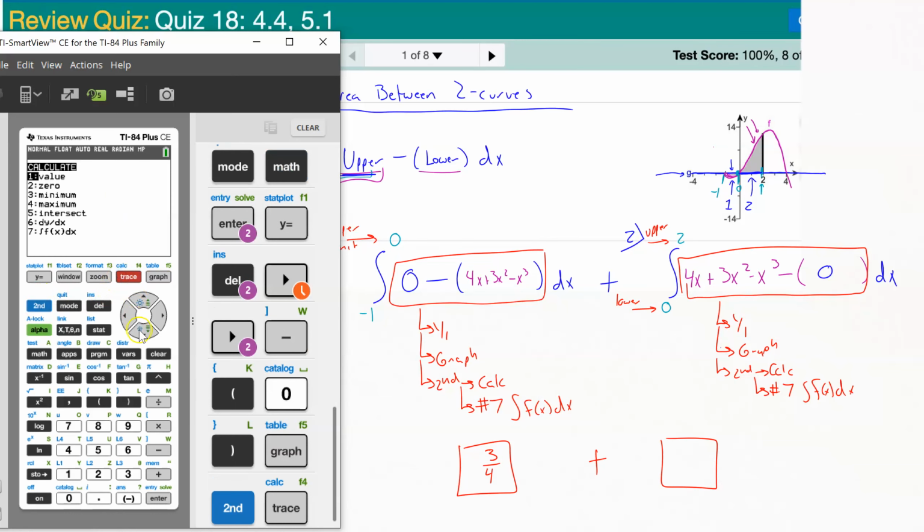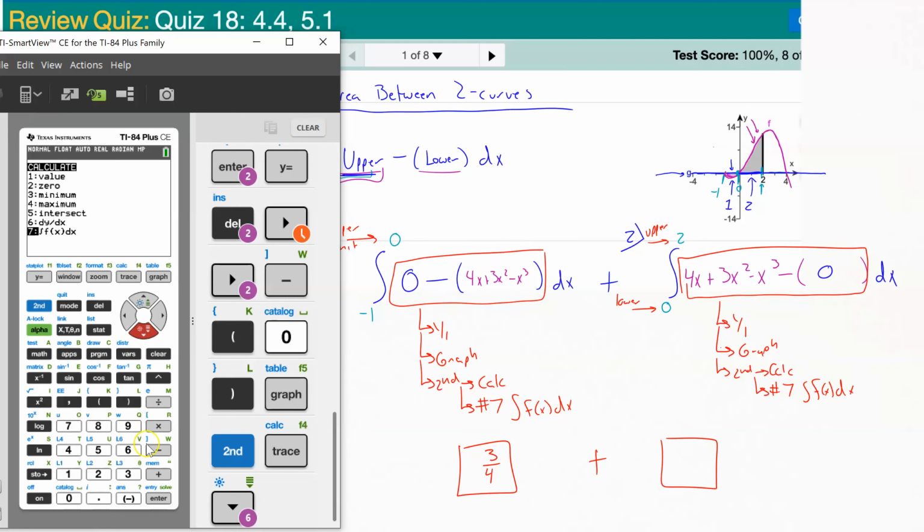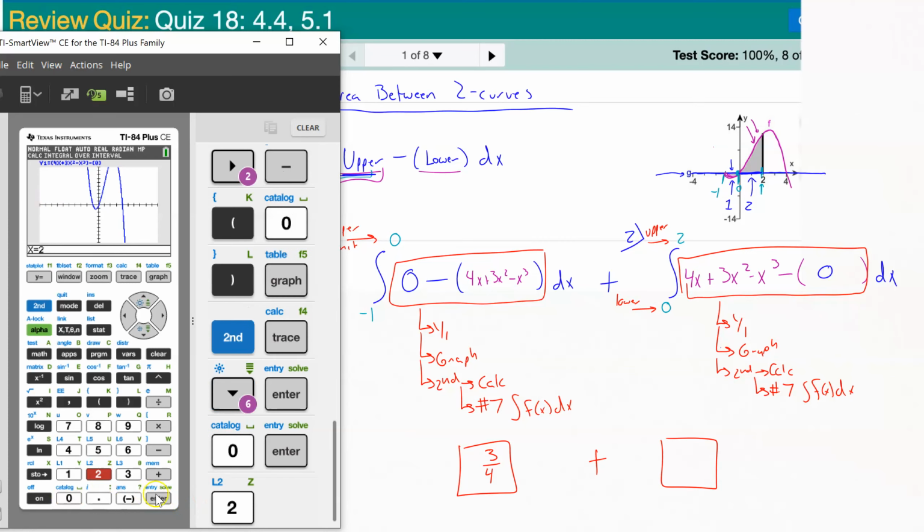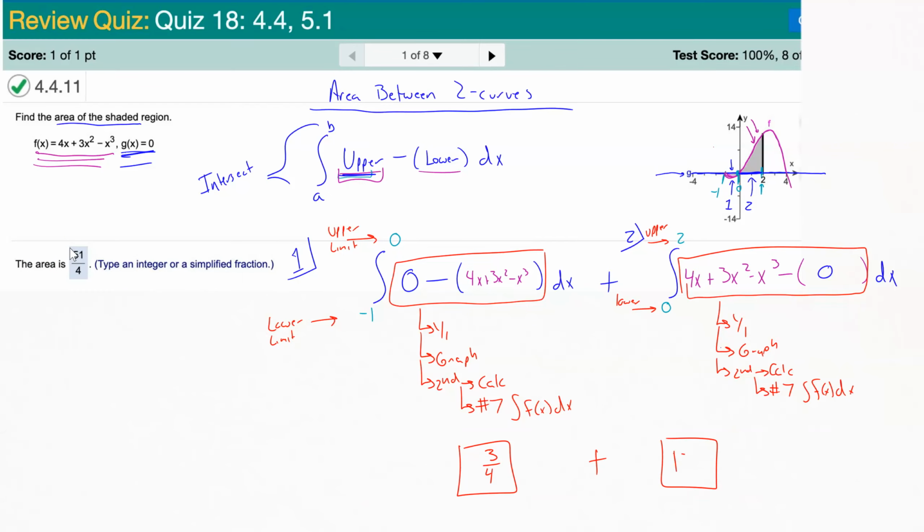Second, calc, and then number 7, integral of f of x dx. Our lower limit this time is 0, the smaller number, and then our upper limit this time was 2. And from there, we can see at the bottom of the screen that we get out the value of 12. So for this, we get 12.